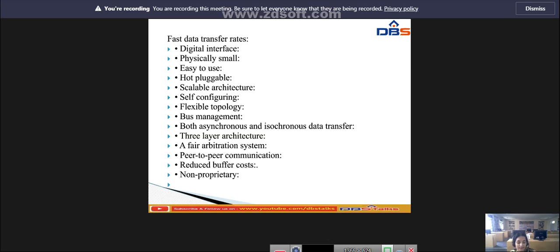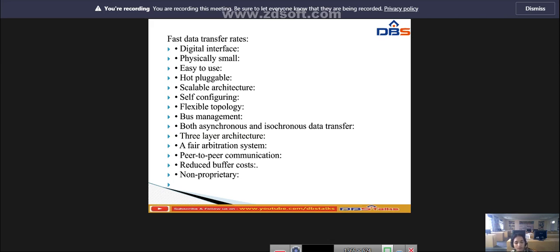For isochronous data transfer, the 3-layer architecture is consistent with the IEEE 1212 control and status register architecture specifications, ensuring future architectural compatibility. A fair arbitration system allows all nodes appropriate access to the bus. Next, reduced buffer cost. Guaranteed delivery of critical data reduces costly buffer requirements. Proprietary licensing is not required.